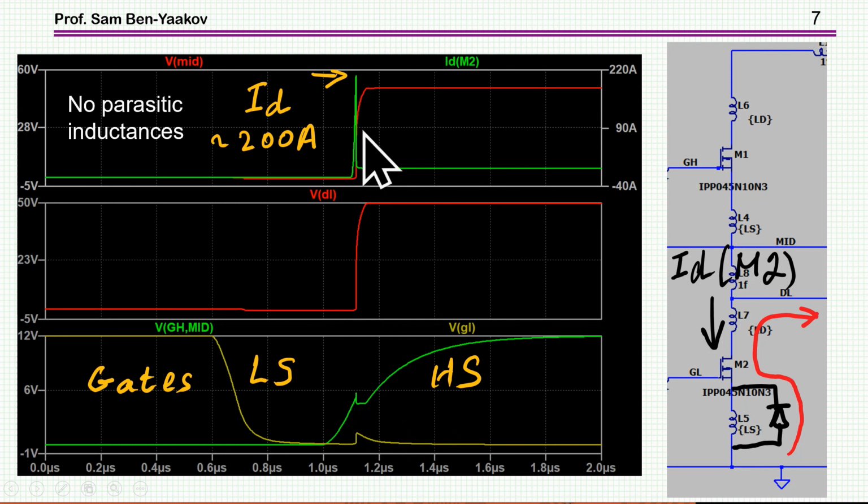This is actually the reverse recovery current, and with no inductances at all, no added resistances, it comes up to be 200 amp. This is of course an exaggeration. In a real circuit, usually you will not see it for the reasons we'll see later on. So again, this is the ideal case, no parasitics, and using the default parameters.